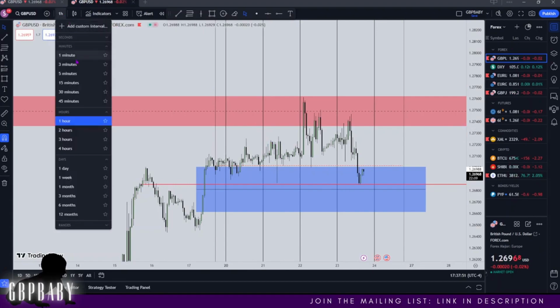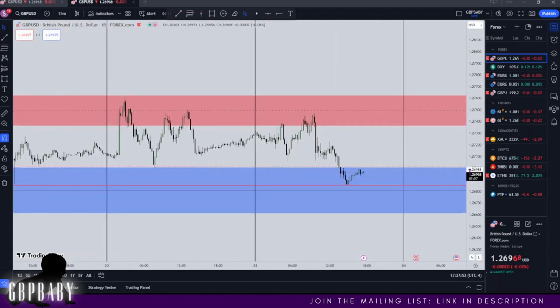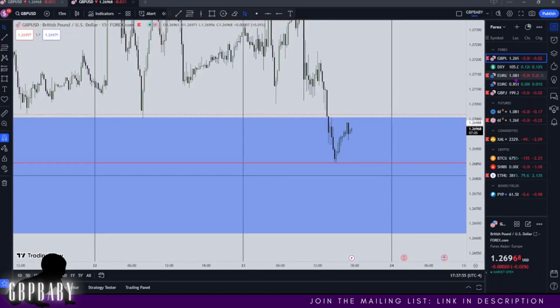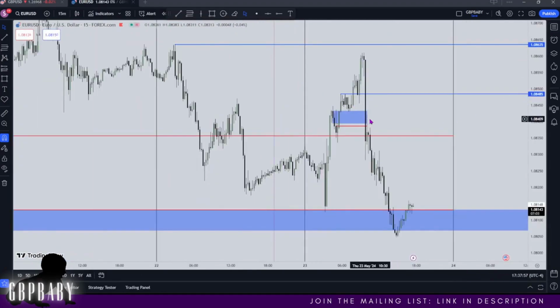So I don't want to suggest it's going to happen, if you understand what I mean. But yeah, not very clear price action today, guys, at all.